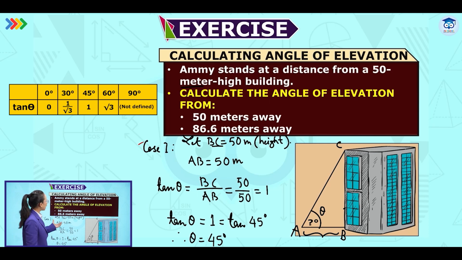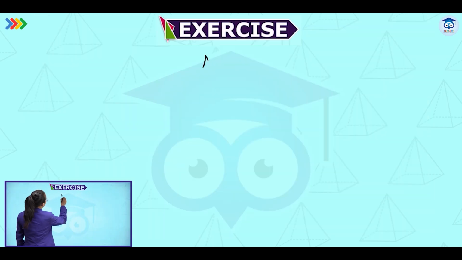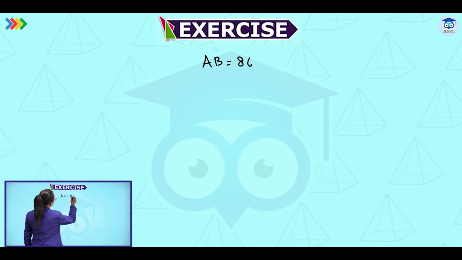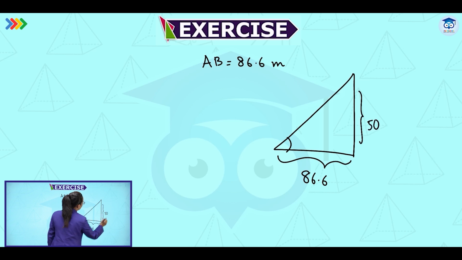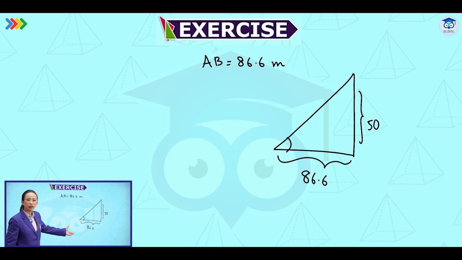Okay. Now in case 2, we have AB equal to 86.6 meters, right? So second case, AB is equal to 86.6 meters. Now we have a triangle in which we are going to calculate this same angle. This is 86.6 and this is fixed as 50. Again, we are going to calculate theta here. So you can use cot or tan. Same. So let's apply cot and see.